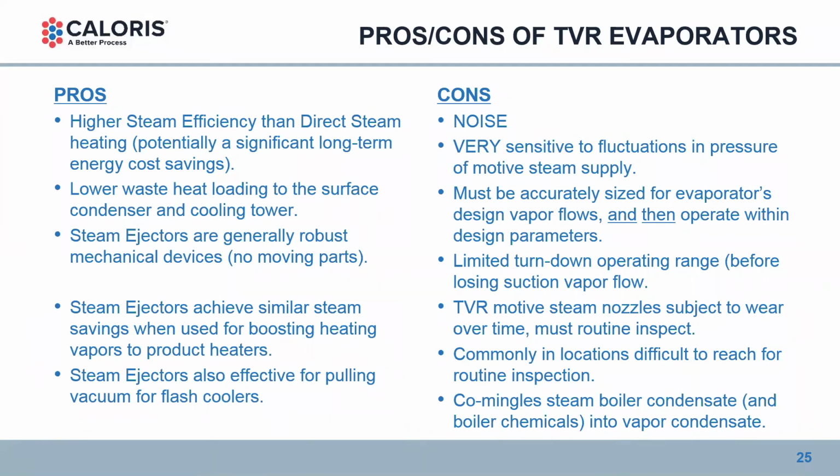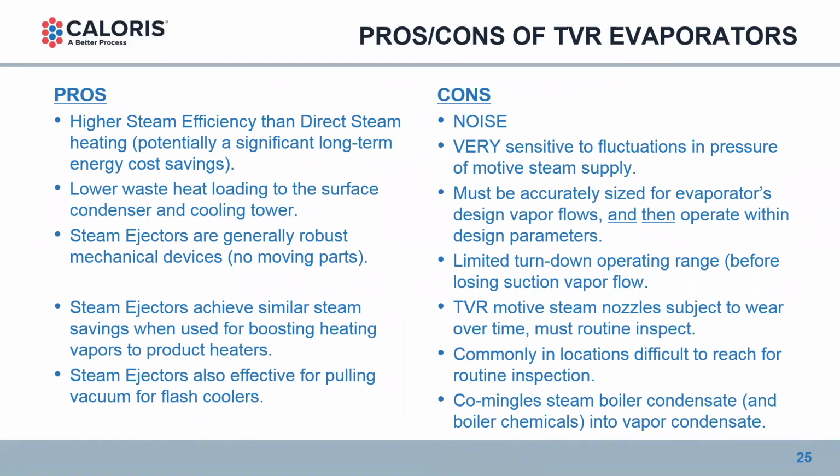And then the last point here is commingling of steam boiler condensate and the vapor condensate coming off the evaporator. This has been a decision point in some applications to go to a direct steam heated evaporator, because the customer wanted the steam condensate coming off the first effect to be able to go straight back to the boiler without any contamination of what might have been coming off the product. And they had a separate vapor condensate discharge stream.